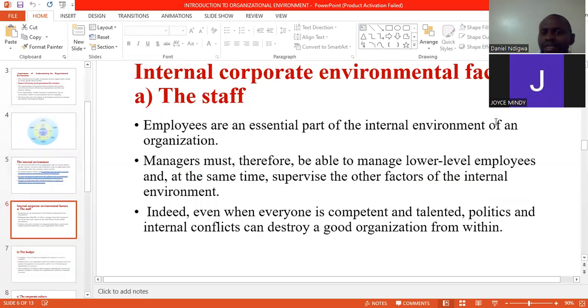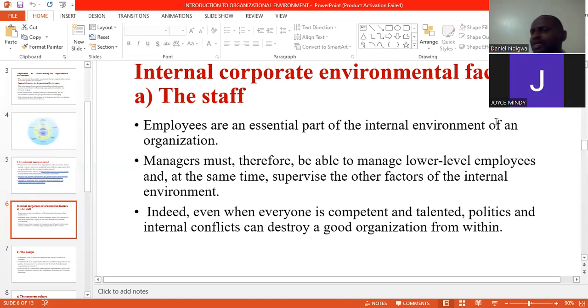So let's look at the various internal factors. Here, the first one is the staff. The staff are the employees who are very essential for business survival. And staff must be taken care of. If you don't take care of your staff, then they will be demotivated. And once they are demotivated, they will not push themselves to their maximized potential. So they won't maximize their potential. Therefore, managers are encouraged to bring their employees closer so that they will understand them, they will know their talents, they will know what affects them, the internal conflicts, and this will be very important for business survival.